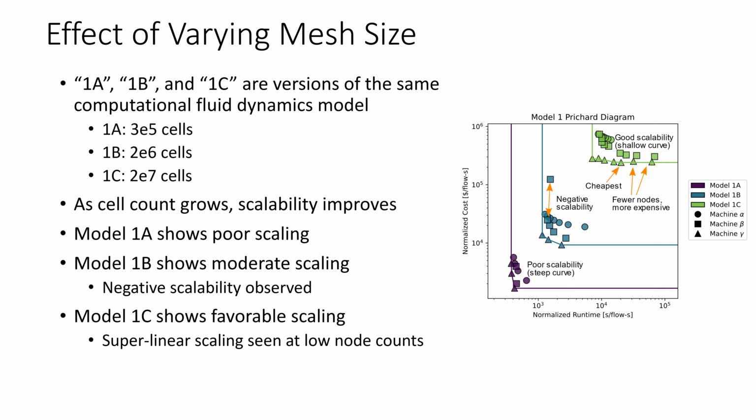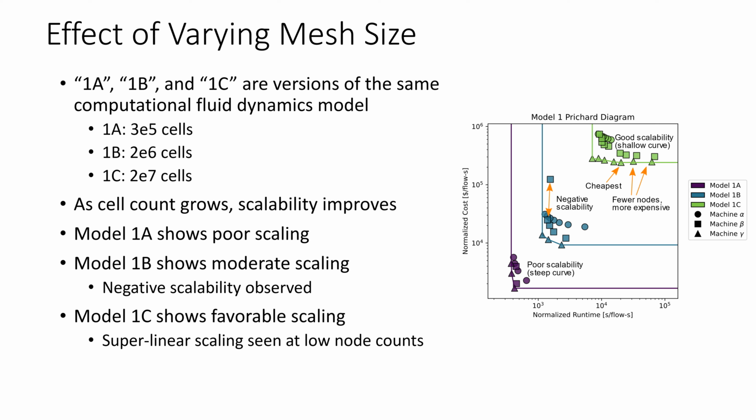It can be interesting to plot multiple models on the same Prichard diagram just to see how their behavior changes between the different core types and as you scale. So here I've plotted three different test cases on the same Prichard diagram. Models 1A, 1B, and 1C are just different versions, different meshes of the same computational fluid dynamics model, where model 1A has around 300,000 cells, 1B has 2 million, and 1C has around 20 million.